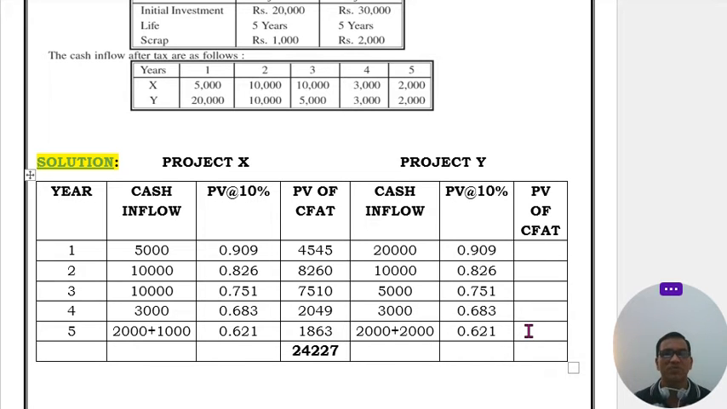How will we get PV of CFAT? Cash inflow multiplied with the present value table values at the rate of 10%. 20,000 multiply with 0.909, that is 18,180. 10,000 multiply with 0.826, that is 8,260. 5,000 multiply with 0.751, that is 3,755. Then fourth year, 3,000 multiply with 0.683, that is 2,049.